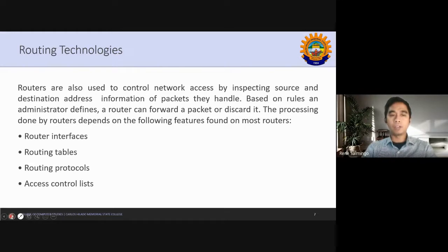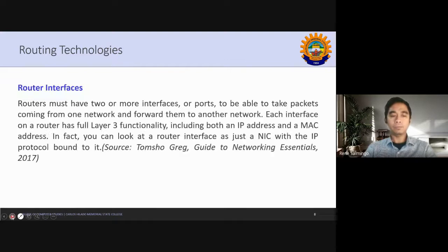And as of this period, we're going to talk about how routers process. We have the following features that are usually found on routers. First, we have router interfaces. The second, we have the routing tables, and the third would be routing protocols. And the last would be the access control list. So what are router interfaces?